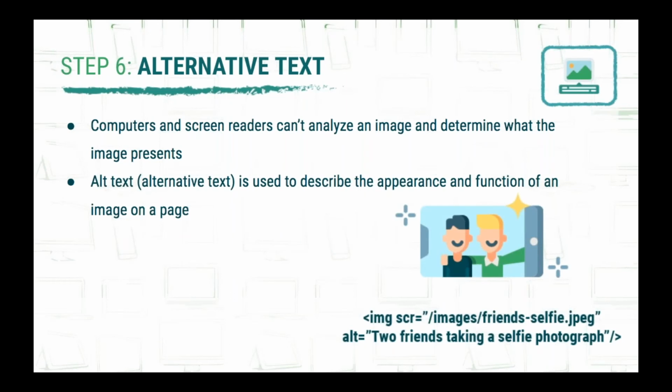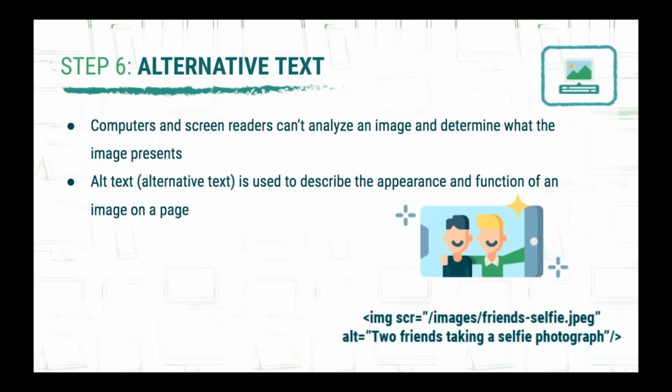Alt text, which is short for alternative text, is used within the website's code to describe the appearance and function of an image on a page. This goes for screen readers, browsers that block images, images that didn't load, or even when the user has chosen not to view images. But it also includes users who are sight impaired or are simply unable to visually identify an image.